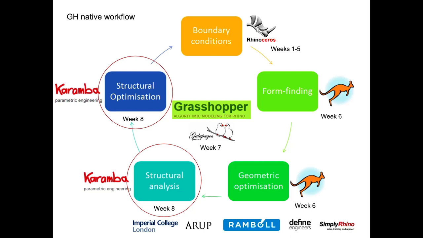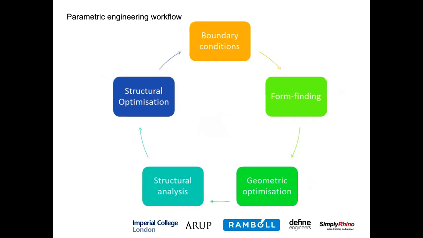So with Karamba, we can do normal structural analysis, which is okay. We take a bit of geometry and we analyze it. And because it's in a parametric environment, we can also use it to optimize structures. So the process that we want to show you is going through this whole loop, starting from setting up your boundary conditions, form finding, geometric optimization, analysis, and structure optimization. And then once everything's connected, you should have full control of your design, both geometrically and mechanically.